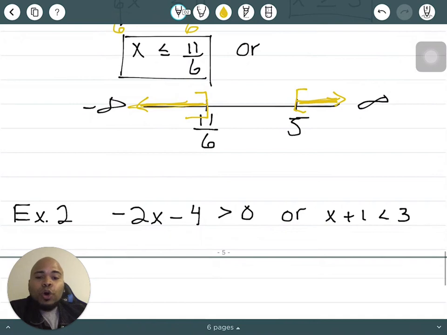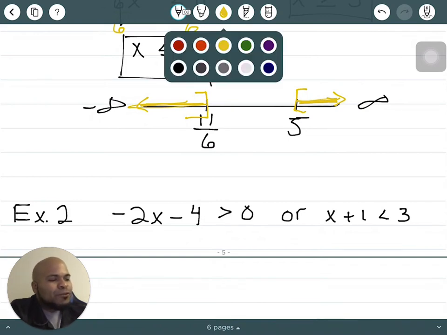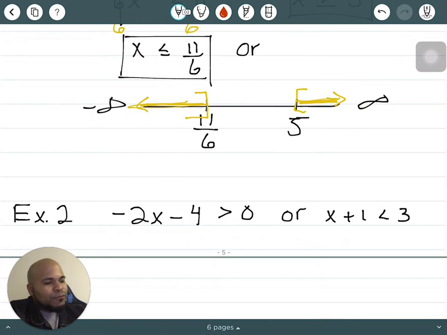Now, there's no overlap here, but or unites everything. It doesn't matter if there's overlap or not. If you have a union, if you have or, then you include everything. So I have 2 parts to this problem. The first part, from left to right, I'm coming from negative infinity, and I'm going to stop at 11 over 6. And 11 over 6 is included, so I'm not going to use a parenthesis. I'm going to use a bracket.